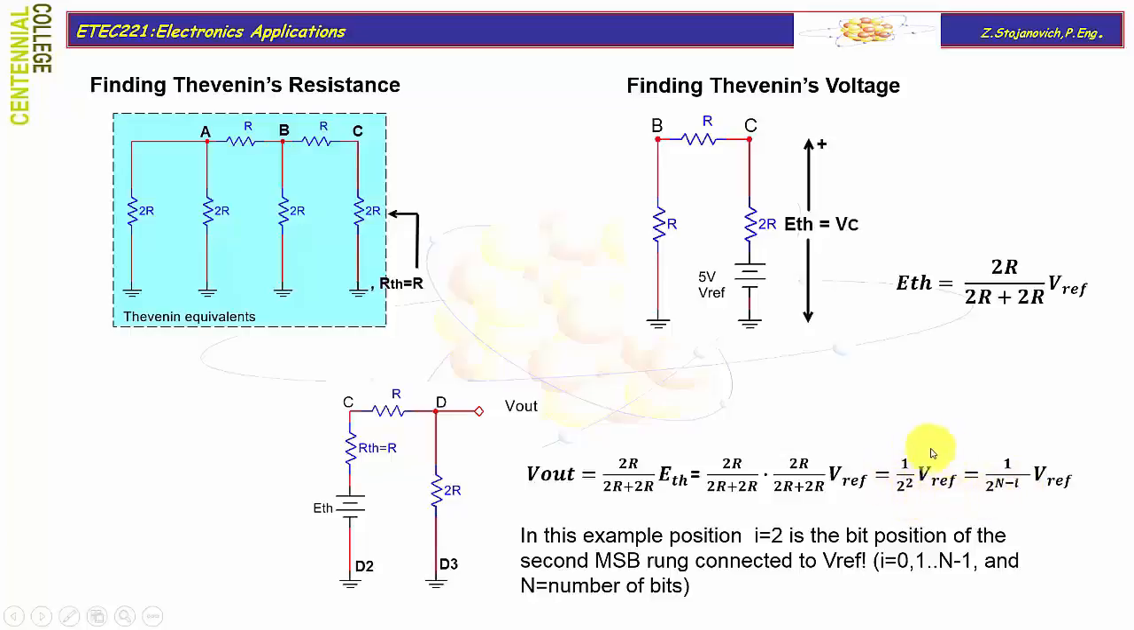So we are getting the same expression, but it's convenient because it tells us what will be the contribution of each of the rungs connected to Vref by defining the bit position I.